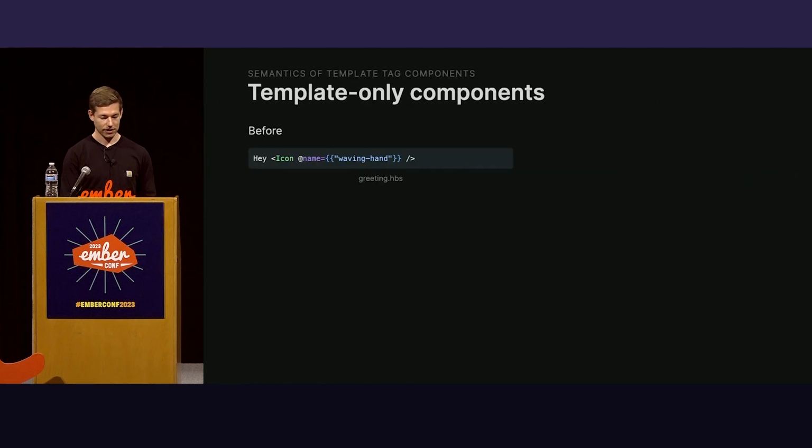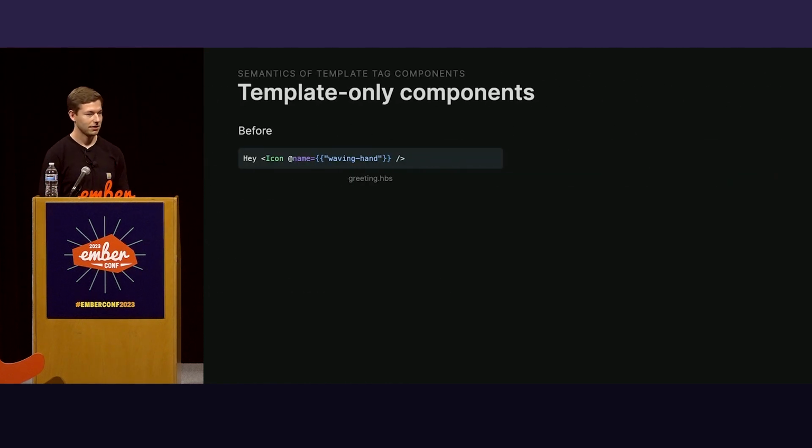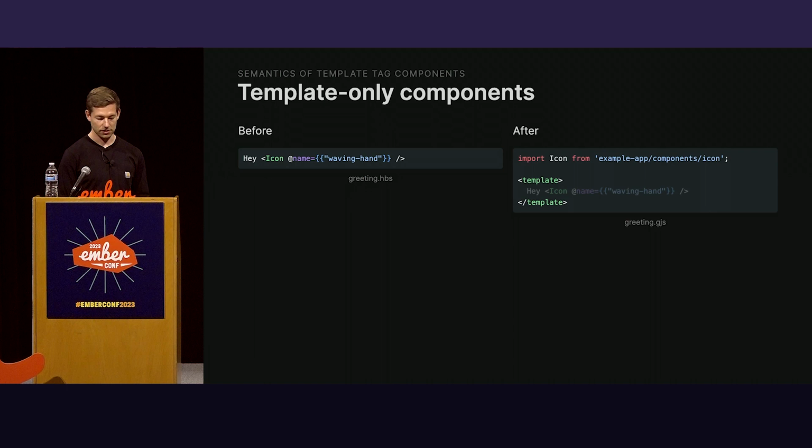So let's look at some examples of this, starting with a very basic one, which is a template-only component. Like this greeting component, it just says, hey, with a waving icon next to it. Today, it would look something like this. If we look at the template tag solution, we would wrap it in a template tag, and then also add the import for the icon component. And in this case, it actually comes from my own example app, and not from an external add-on.